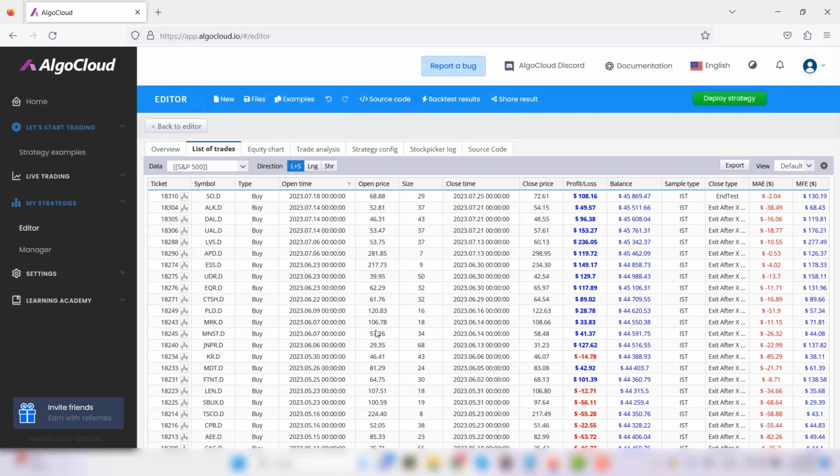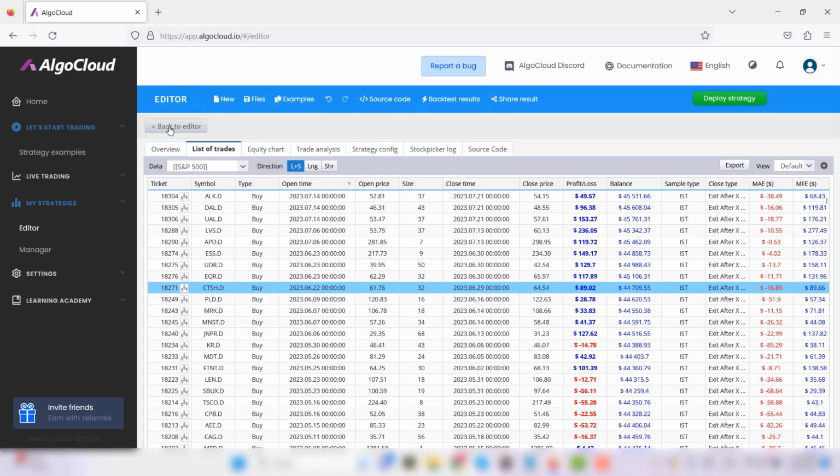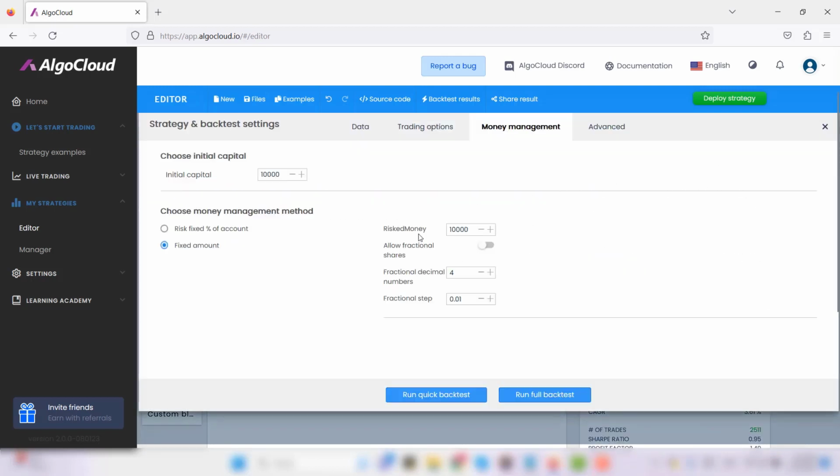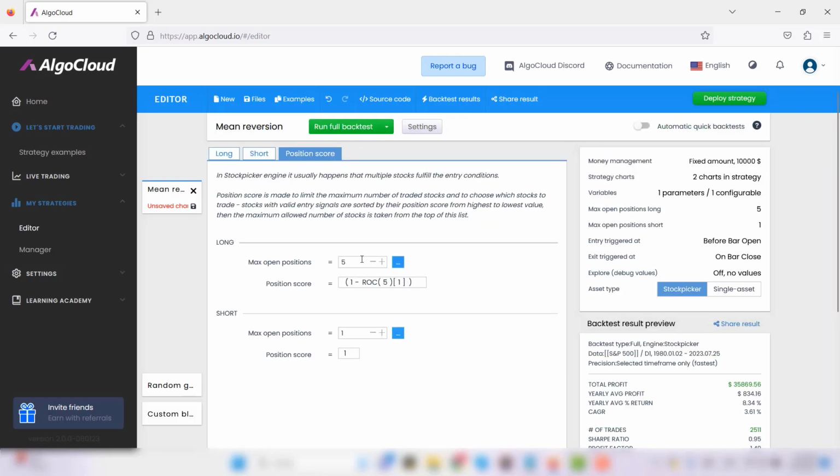When I switch to the strategy details and open the list of trades tab, I can see that more positions have been opened on the same day, but never more than 5. And how is the money management in this case? Simple. If I have set a fixed amount of $10,000, there is $2,000 per position per trade.